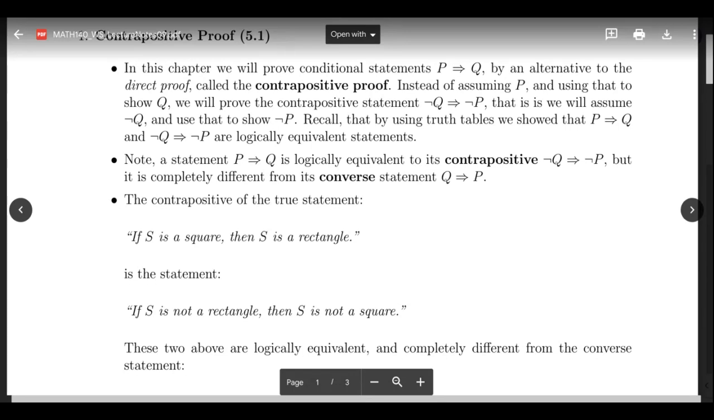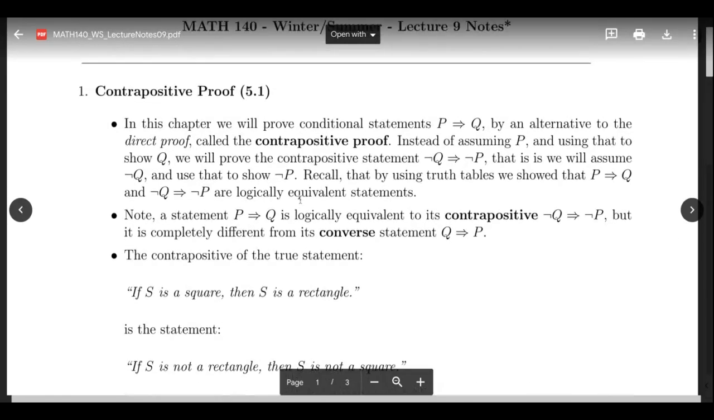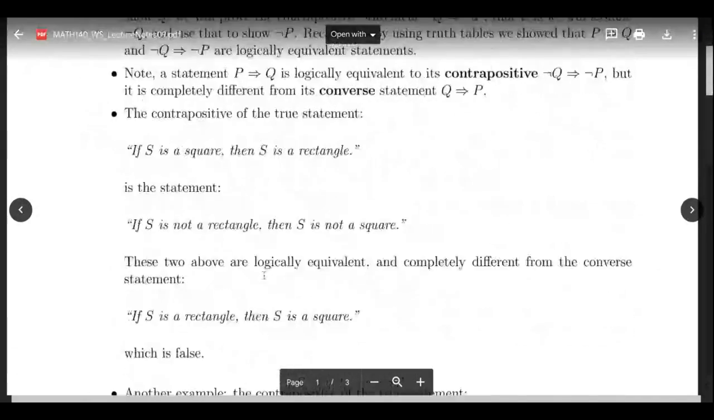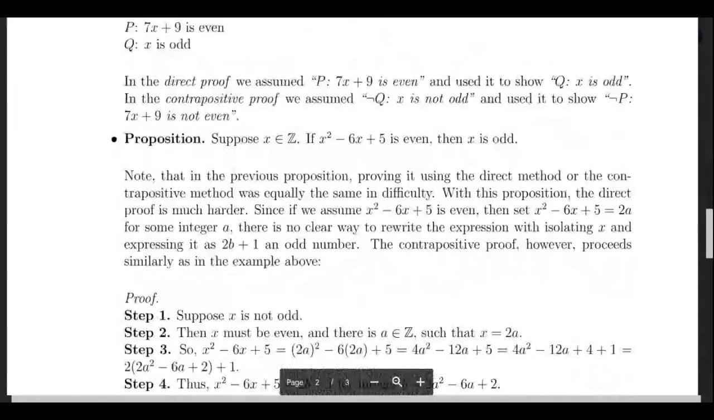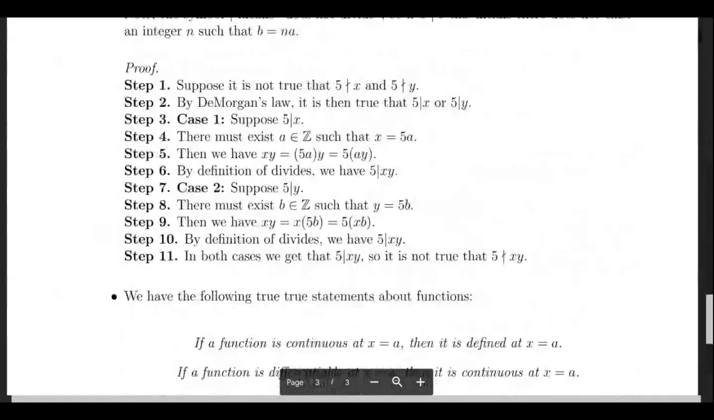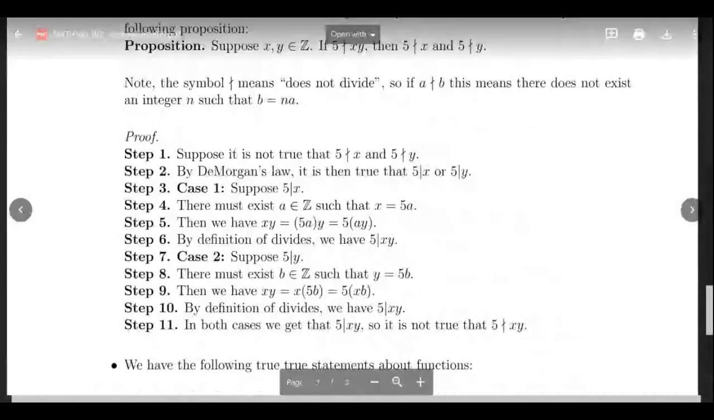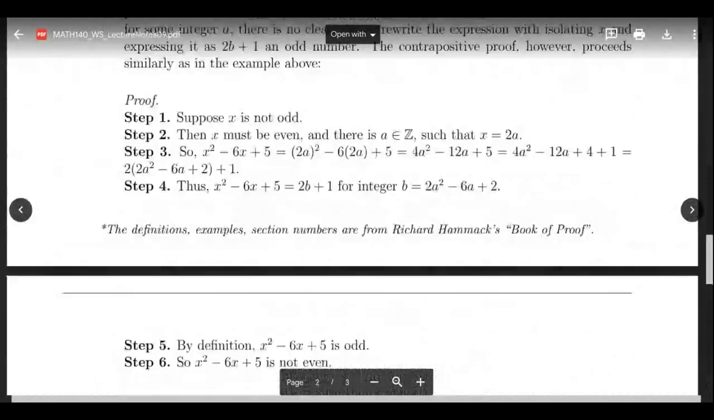And today we're going to talk about contrapositive proof. Sometimes to prove if P then Q, proving by contrapositive is easier. Contrapositive is saying if not Q, then not P. So today we're going to cover contrapositive proofs, then we'll give some examples. We'll see how to use it in propositions also.